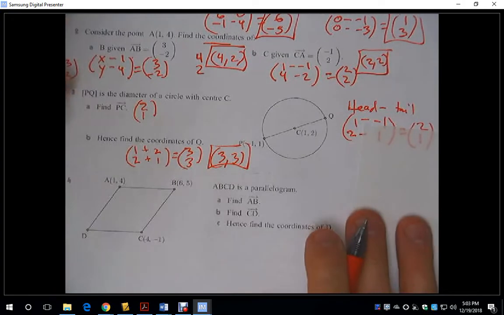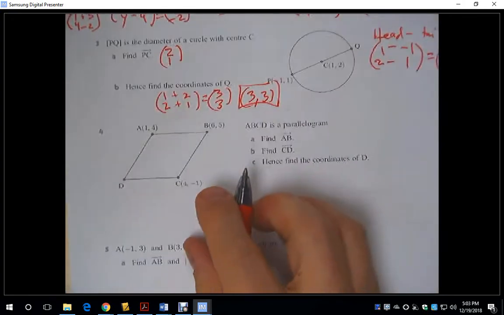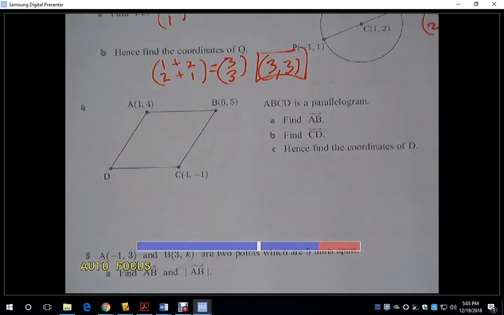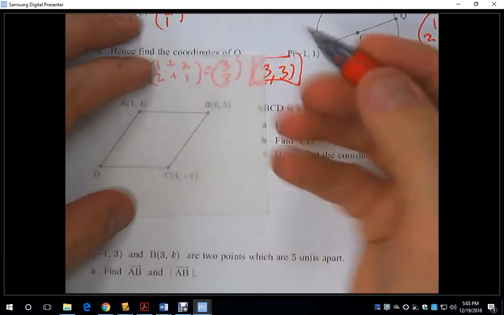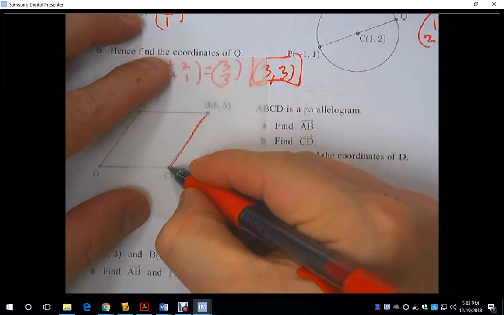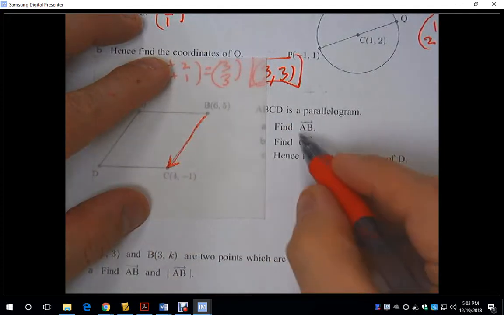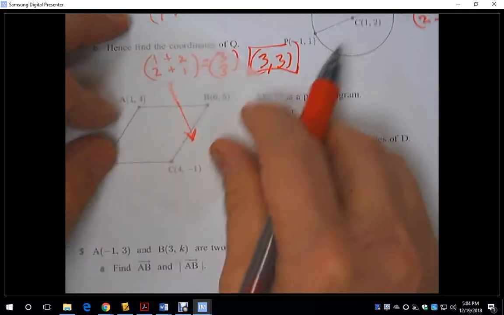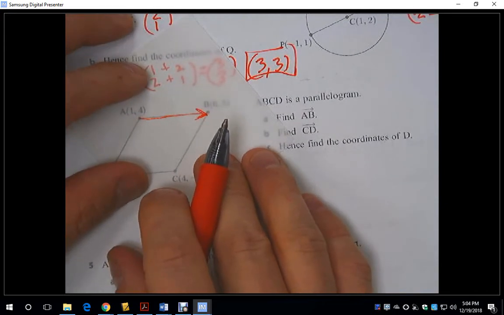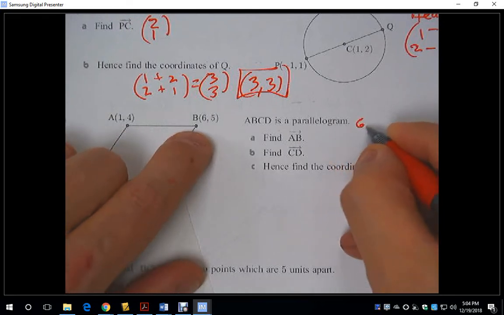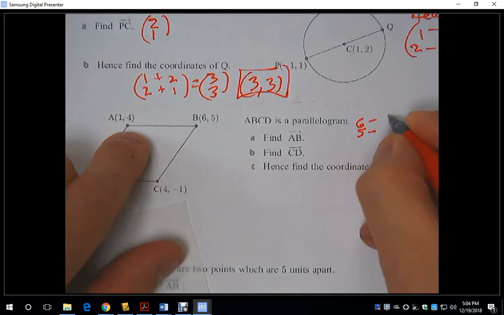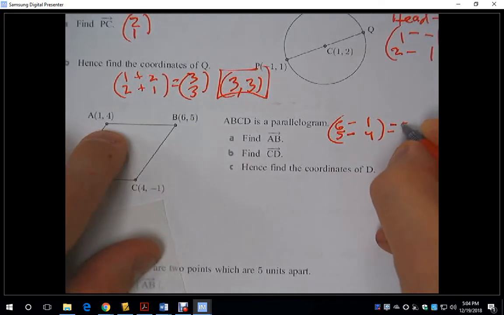All right, moving on. We do number 4 the same way. I have this vector here, it doesn't matter which way. I'm going to use this vector right here. It says find vector A to B, so I'm going to find this vector here, the vector from A to B. So head minus tail. We have 6, 5, and we're going to subtract 1, 4 to get 5, 1 as our new vector.